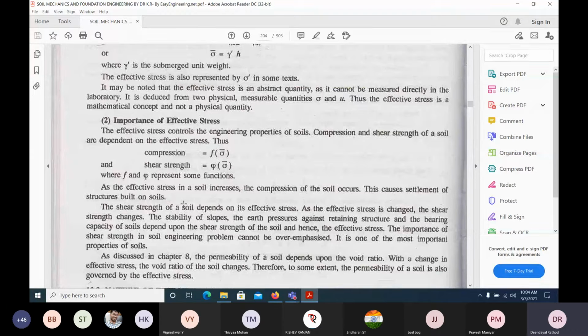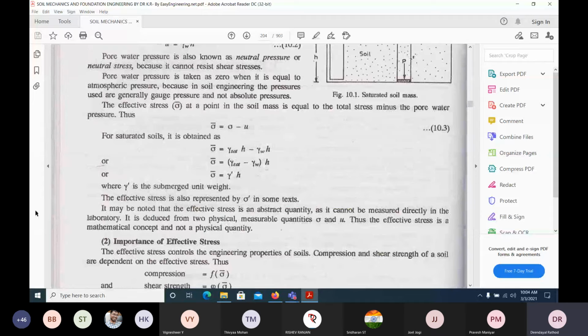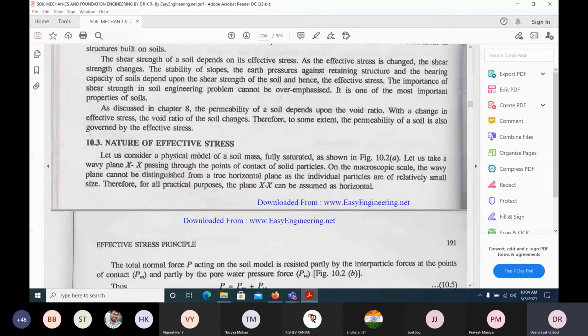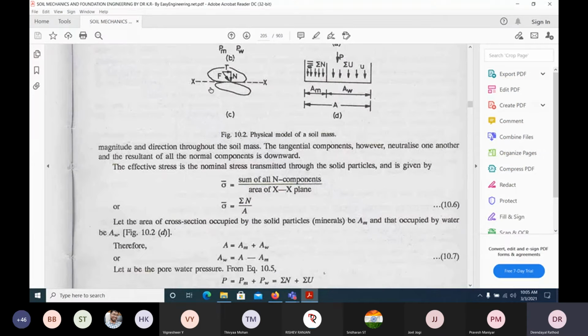So construction in dry places would always be better, not waterlogged places, because the effective stress is decreasing, is it not? If sigma is the total stress, here we are deducting pore pressure, that will give the effective stress, right? So that means effective stress is decreasing, that is not good for us. So effective stress should be more, is it not? That's the reason compression and shear strength are all functions of this particular effective stress. So the nature of the effective stress, that's why I have explained here.